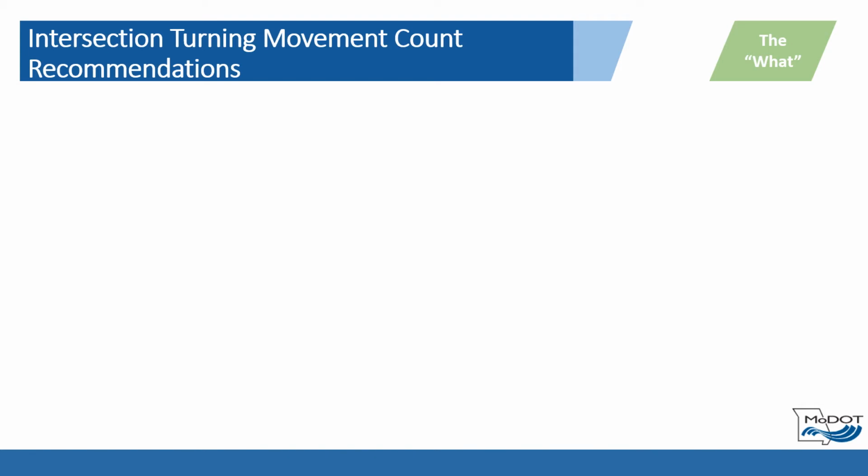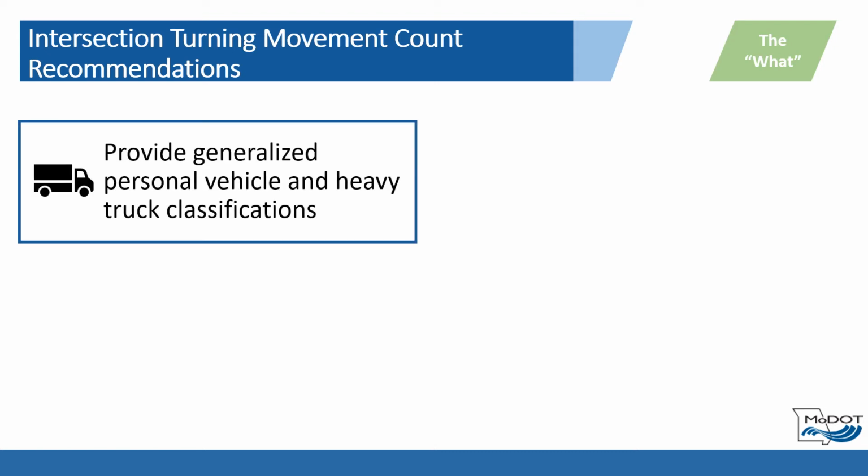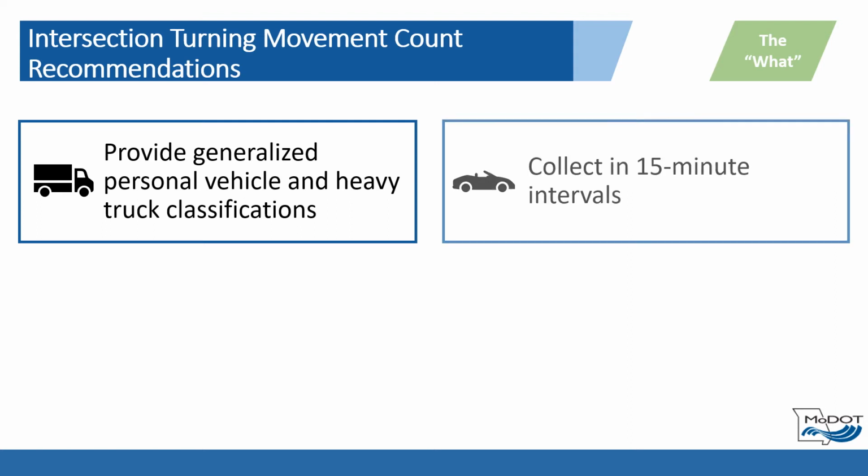When collecting intersection turning movement counts, it is recommended to do the following. Provide generalized personal vehicle and heavy truck classifications. Collecting heavy trucks in MoDOT standardized categories is preferred. Collect the data in 15-minute intervals.